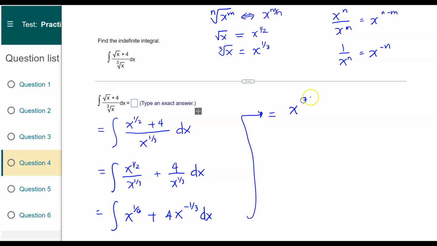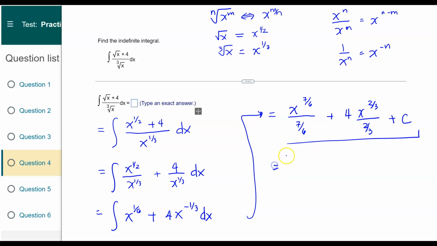1 is 7 over 6, divided by 7 over 6, plus you copy 4. x to the negative 1/3 plus 1 is positive 2/3, divided by 2/3, plus C. You can input your answer like that, or you can simplify it a little bit further.